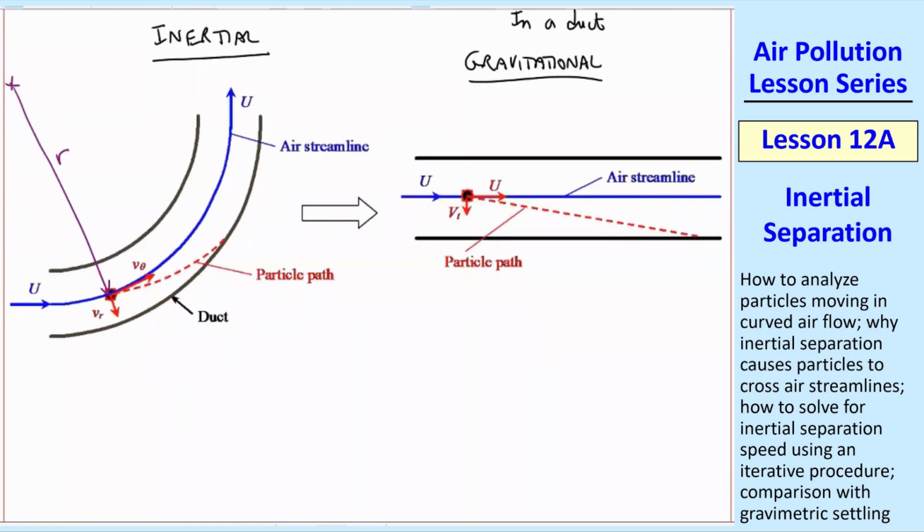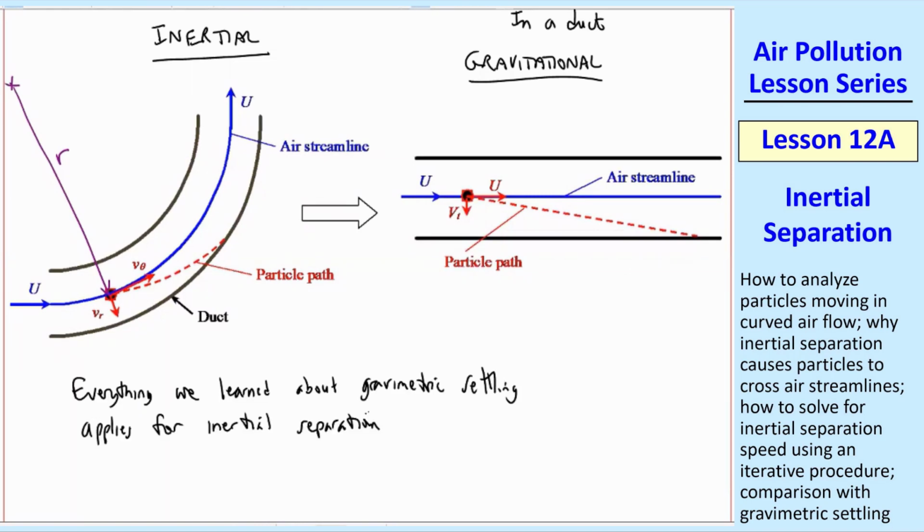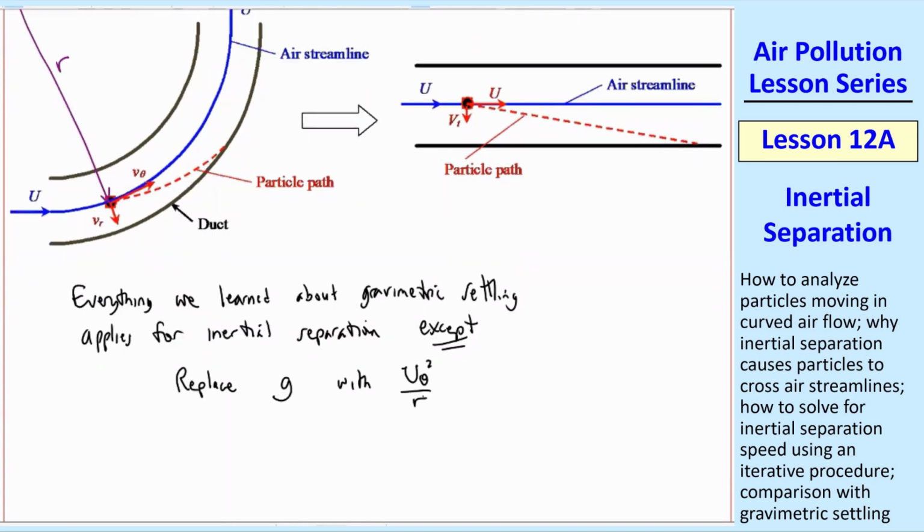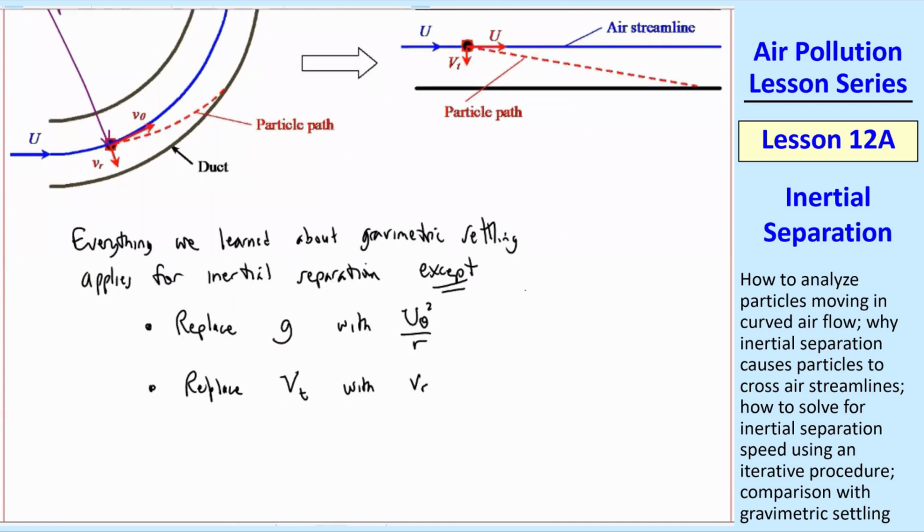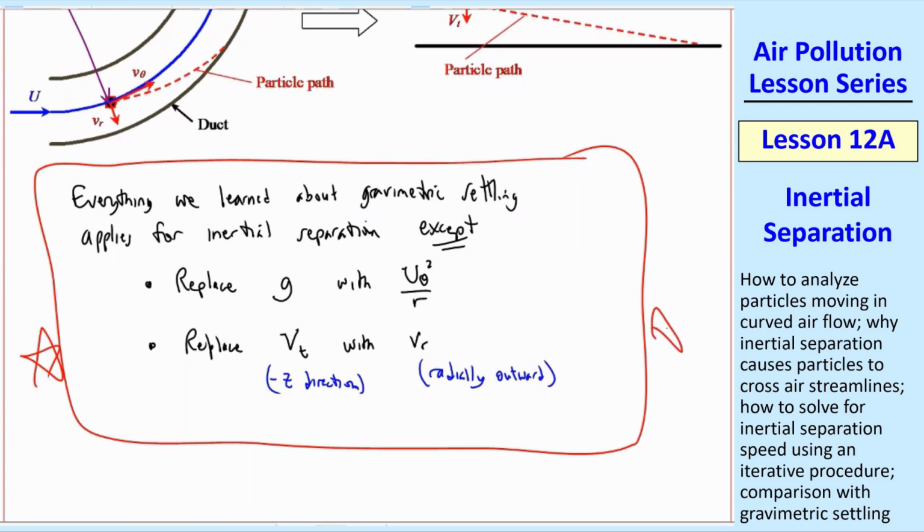That makes these problems easy because everything we've learned about gravimetric settling also applies for inertial separation, except we replace g with u theta squared over r, and we replace vt with vr, where vt was in the minus z direction and vr is radially outward. So there's really nothing new to learn here. If you know u theta and if you know r, you can calculate this acceleration. And instead of using g in our equations, we use this, u theta squared over r.